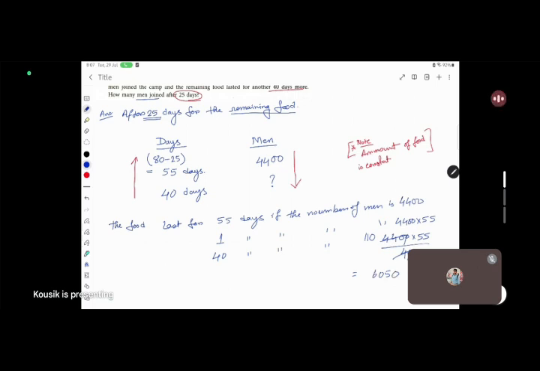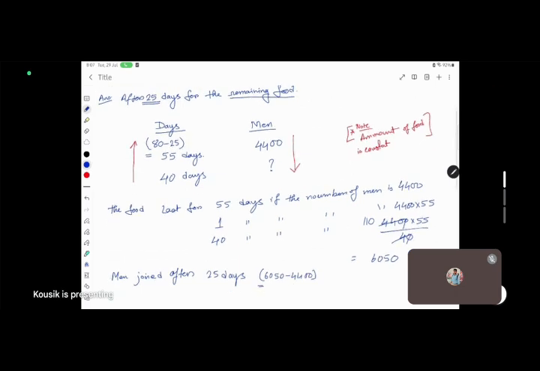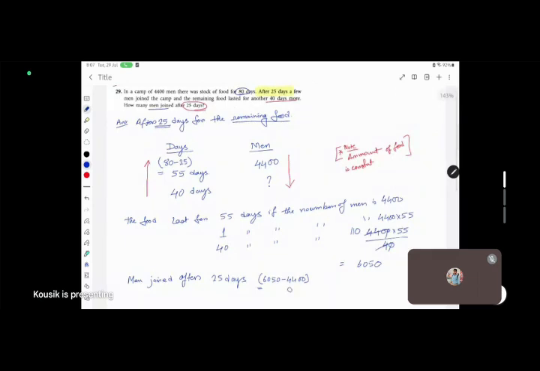So 6050 men. So how many men join? So men joined after 25 days. That will be subtracted, we get by subtracting this. So we get what? This many, this is the answer. See, it is clear, right?